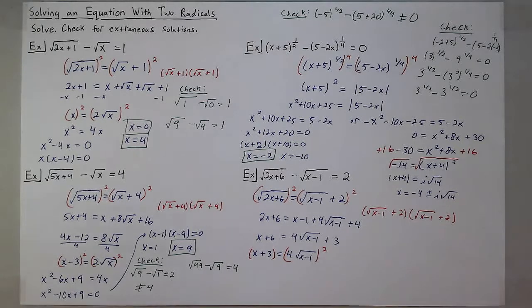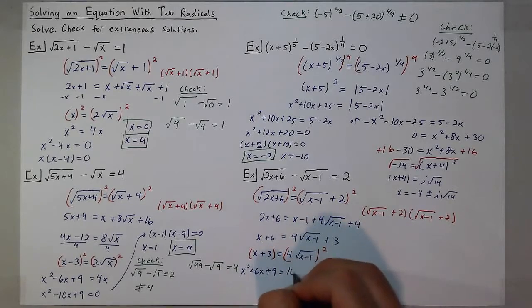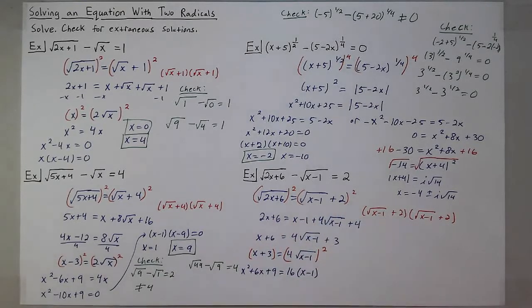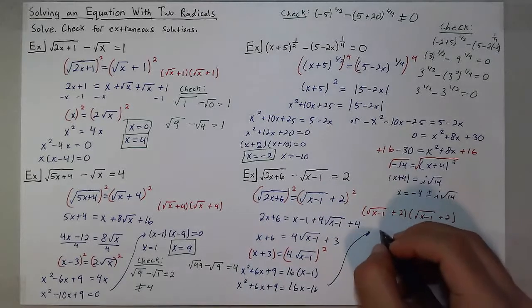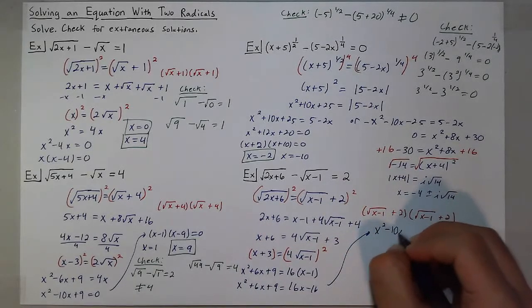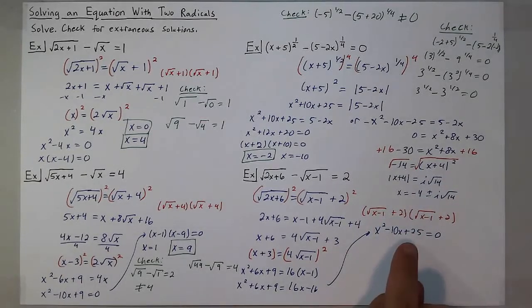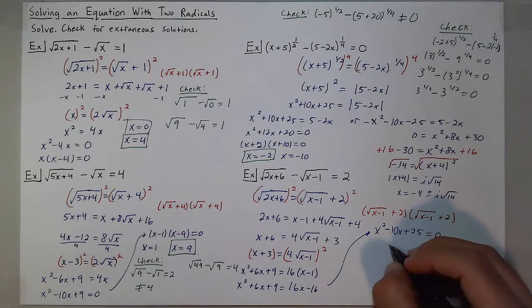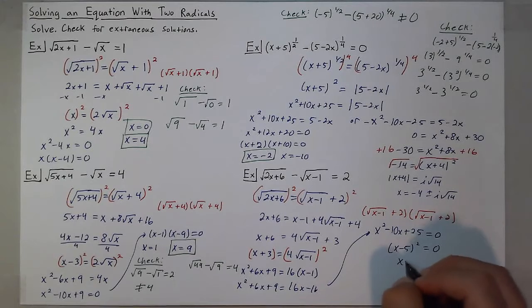The left side of my equation will give me x squared plus 6x plus 9 is equal to 16 times x minus 1. Distributing the 16, I get x squared plus 6x plus 9 is equal to 16x minus 16, which, moving everything to the left side of my equation, gives me x squared minus 10x plus 25, which is a perfect square trinomial, which is just x minus 5 times x minus 5. So my solution is x equals 5.